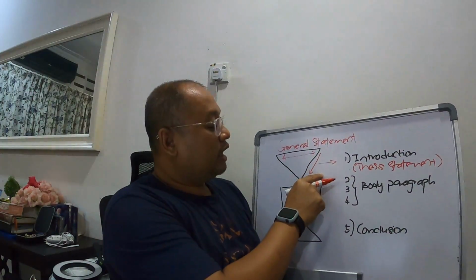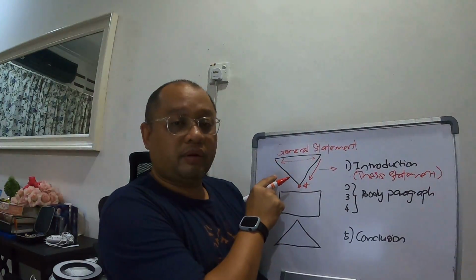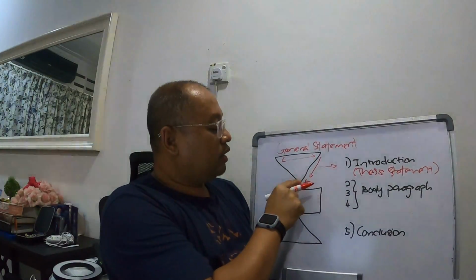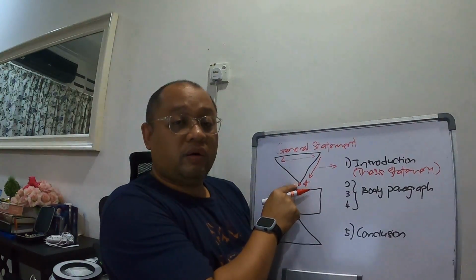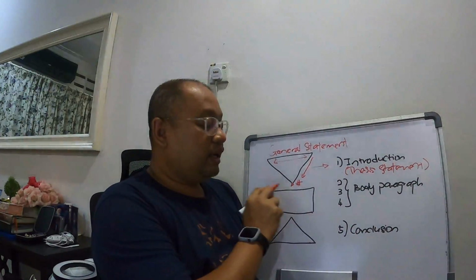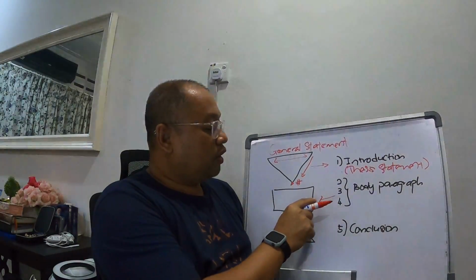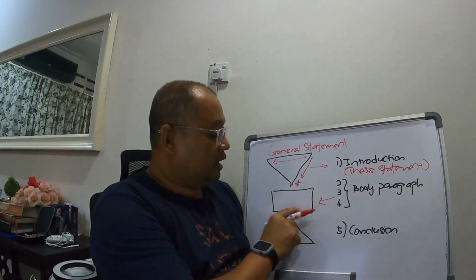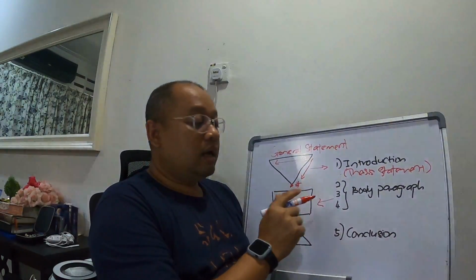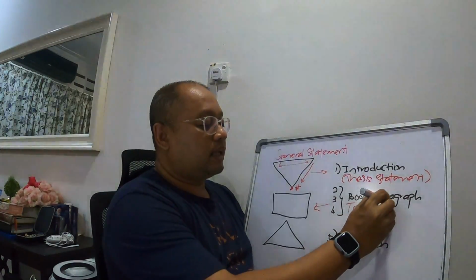So that's why in the beginning of your writing, you are supposed to put it like an inverted pyramid, because you start with the general statement first, and then you narrow it down and it goes to the thesis statement, the controlling idea of your entire essay. Then over here you are going to have your body paragraph. You're going to put all the topic sentences in the rectangle over here.